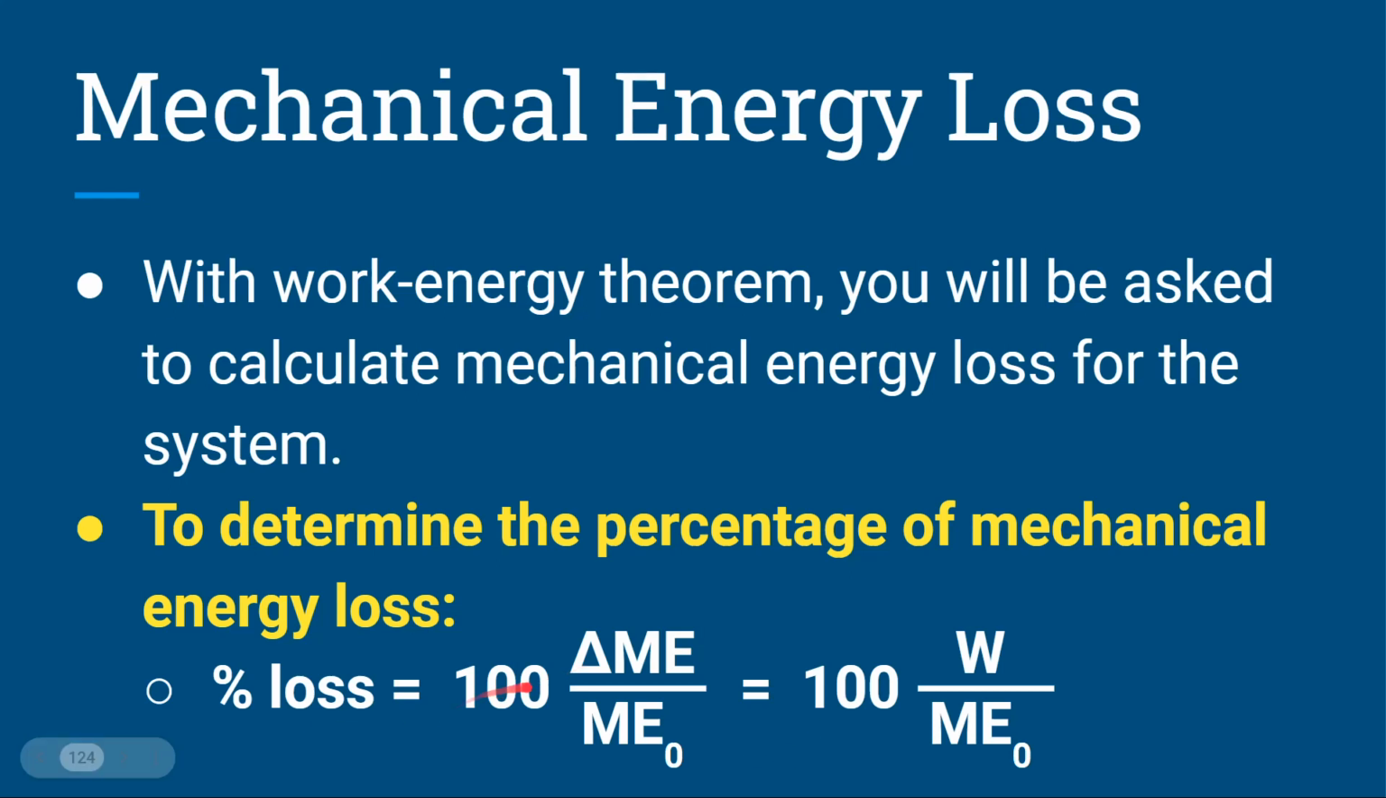Percent loss is change in mechanical energy over initial mechanical energy times 100, or recognizing that change in mechanical energy is work, you could write it this way. Work over initial mechanical energy times 100 should give you the exact same answer, depending on which way you are thinking about the problem. But you do need to be able to solve for percentage of energy loss. Don't mix it up. If I ask you for the percent remaining, obviously you'd give me the other part of that.